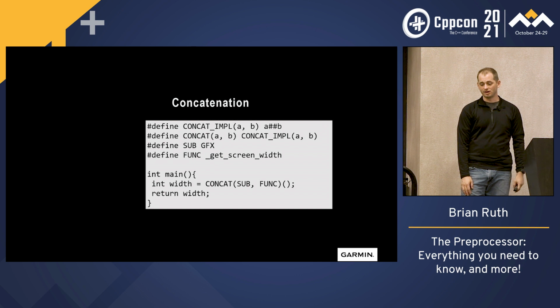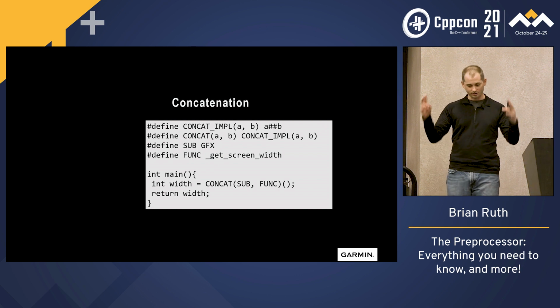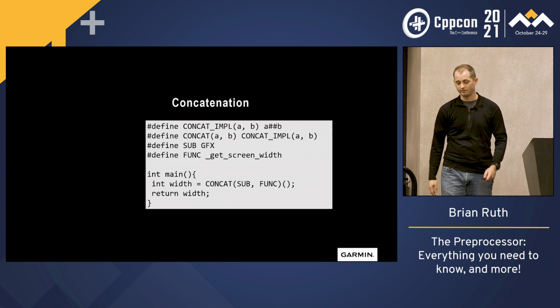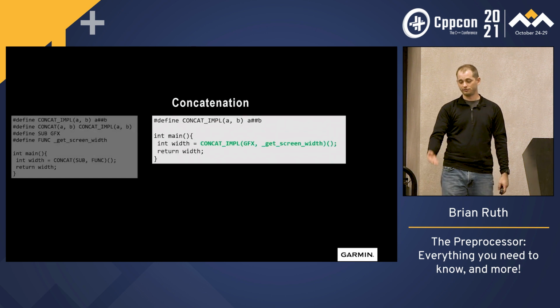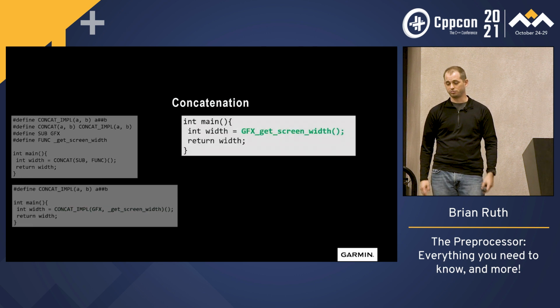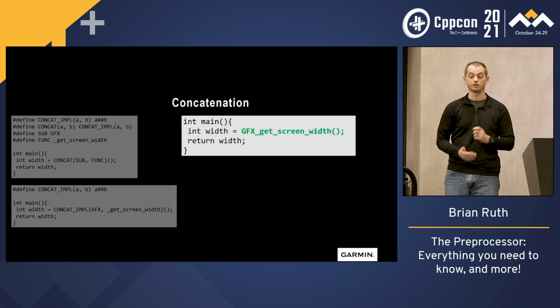And here's our double level of indirection. We've got our submodule that we're in, the function that we want to append to it, and we've got our double level of indirection. The first thing it's going to do is replace with those two strings. Then it's going to replace with the actual string, and that was a very convoluted way to call a function.